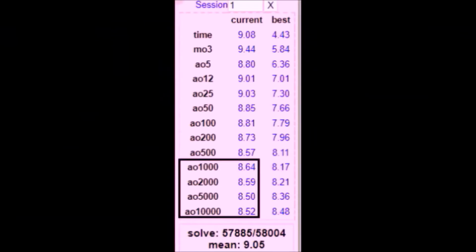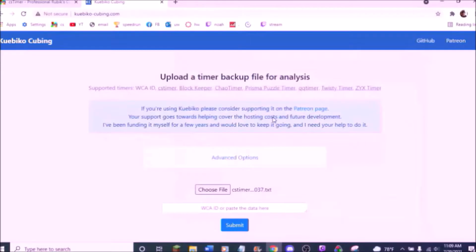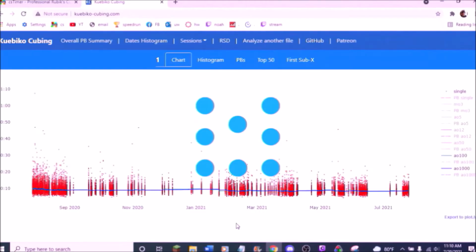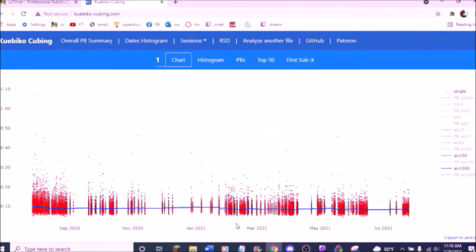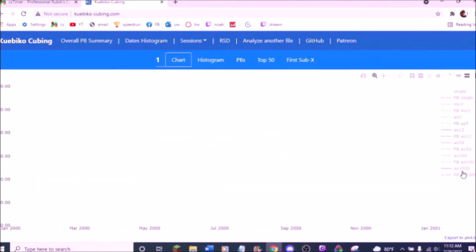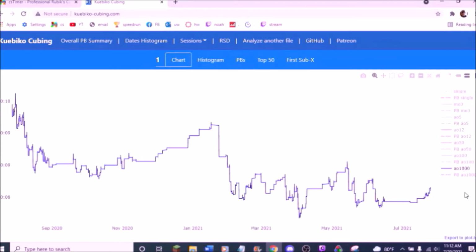I like to look at these 4 averages to determine what I'm currently averaging. So at the end of the session, I was averaging about 8.5 to 8.6. I found a website called Quibico Cubing that can show you a lot of different stats about your session. My favorite thing to look at on this chart is my average of 1,000 because you can get an idea of how my overall average decreased over time.